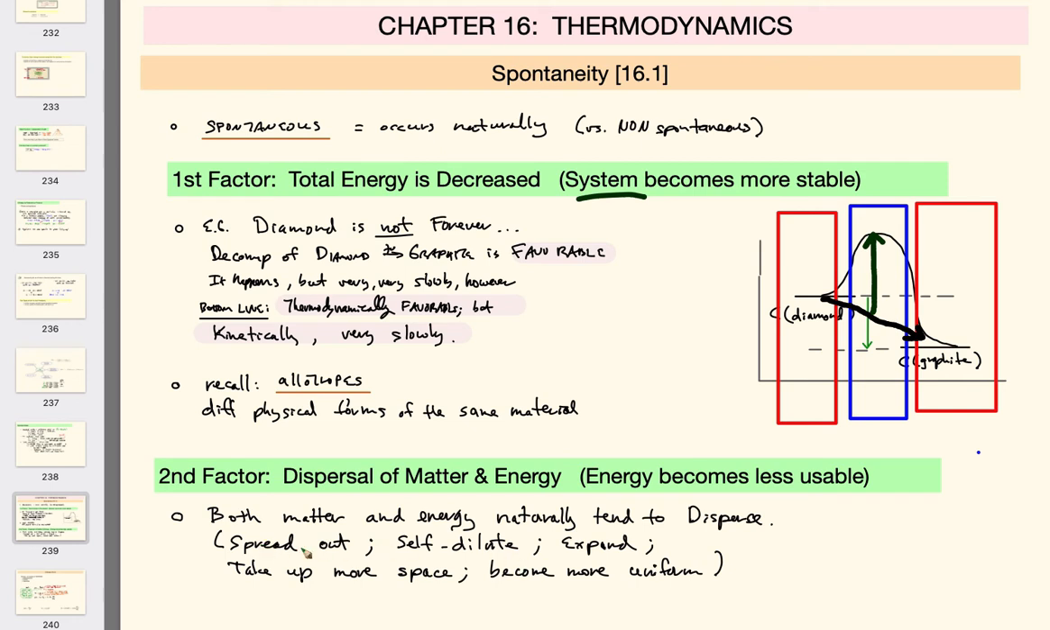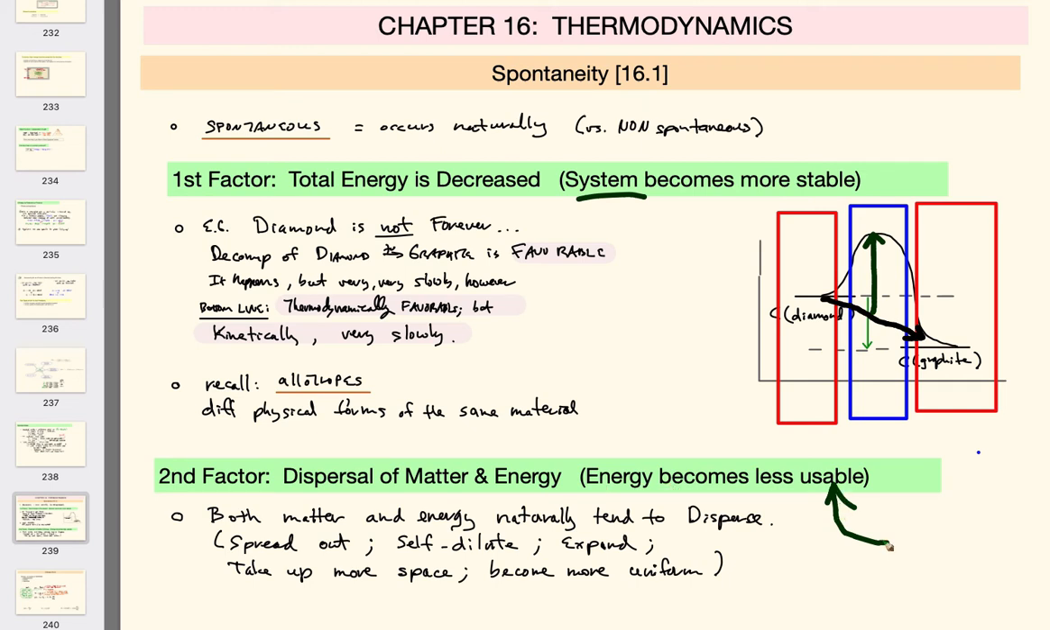Okay, let's look at the bottom. Both matter and energy naturally tend to disperse. Now this is a general observation, and this is what's going to back us into this whole idea of is something spontaneous. All right. There's two things we observe. Balls roll downhill, but there's another general rule that's not normally talked about until this point, either in a physics class or in your chemistry career, as it were. And that's that matter and energy tend to disperse.